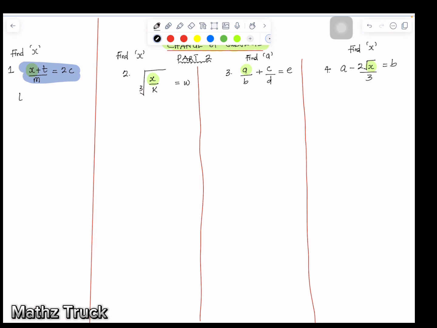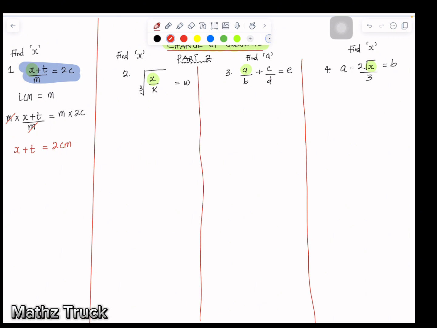So the LCM here is letter m. So what you have to do is multiply both terms by m. So we have m times x plus t over m equals m times 2c. Then we have this m canceling this. So now the expression becomes x plus t equals 2cm.